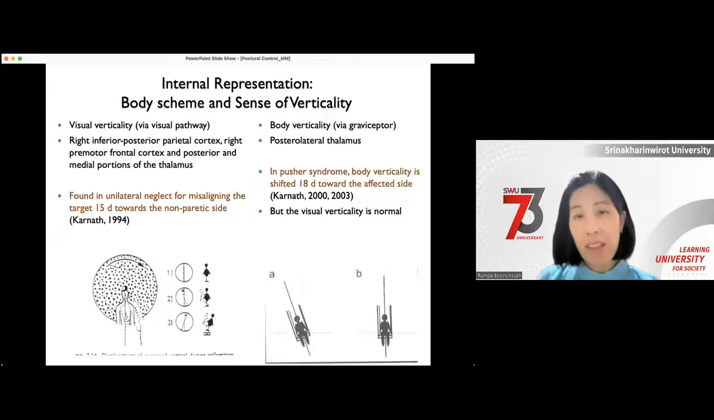Now, for the internal representation, this system involves the body scheme, which we call body map, and sense of verticality. This is the ability to align the body proportional to the gravitational force. Okay, so stroke patients also have problems with body scheme, which is very evident in patients with stroke who have unilateral neglect. Unilateral neglect patients will forget one side of the body, especially the left side of the body. And they also have a problem with sense of verticality.